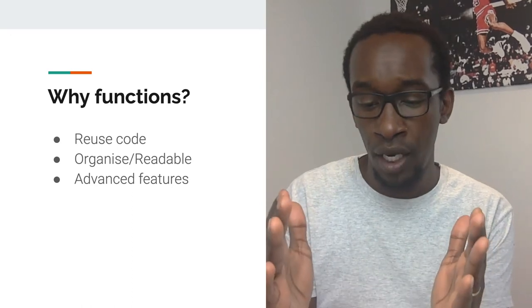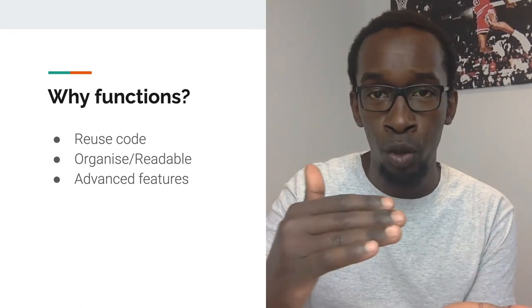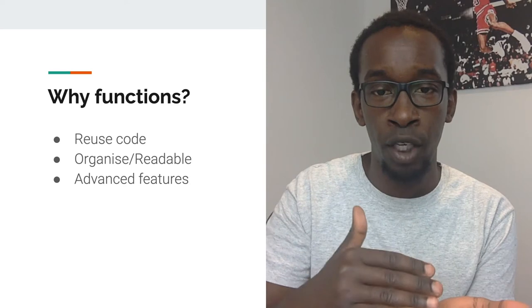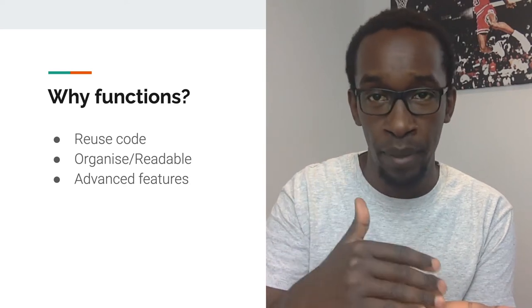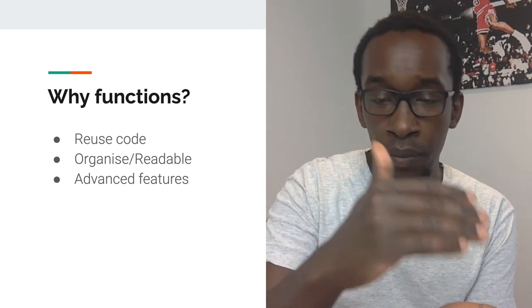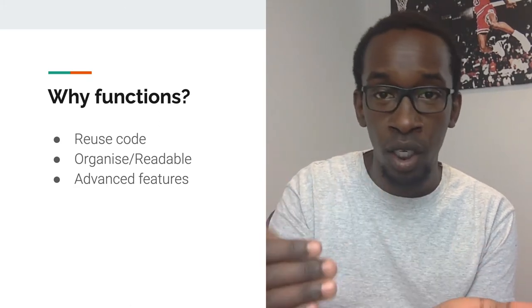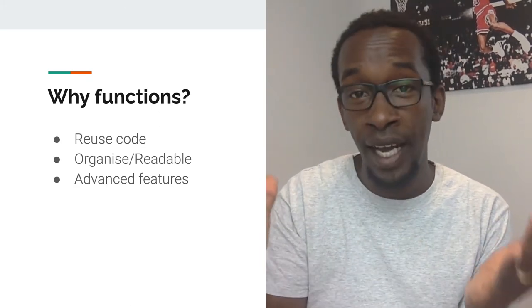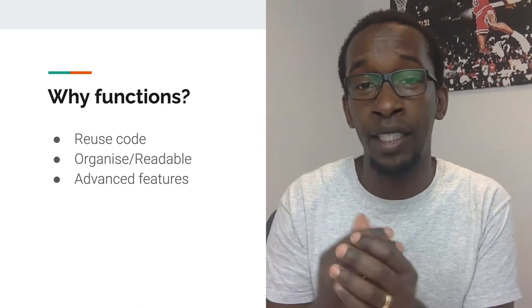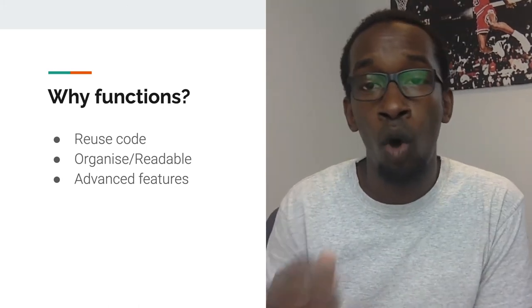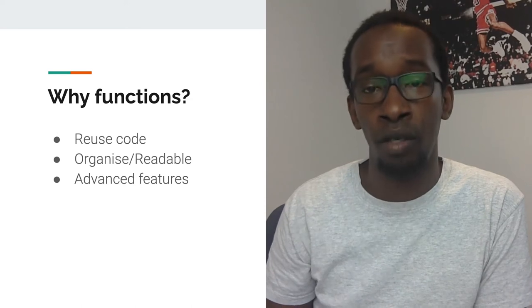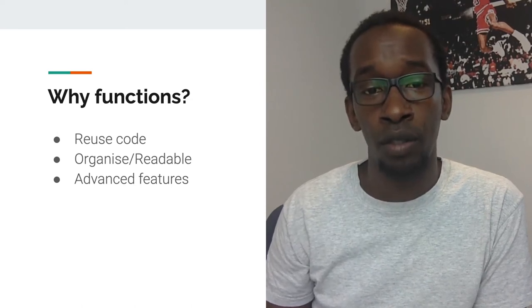And if you have a layer in your code where you just have a bunch of functions that are being called, it's easy for someone to understand what's happening. They can see that something goes in and it's processed, something comes out, and that's passed to the next function. So it's sort of like a pipeline. You can build a nice, clear pipeline that is easy to understand. So organization is an important reason why you should write functions.